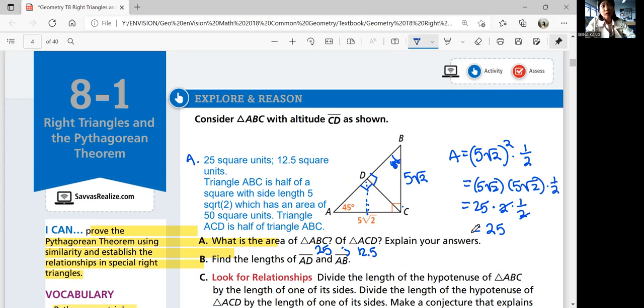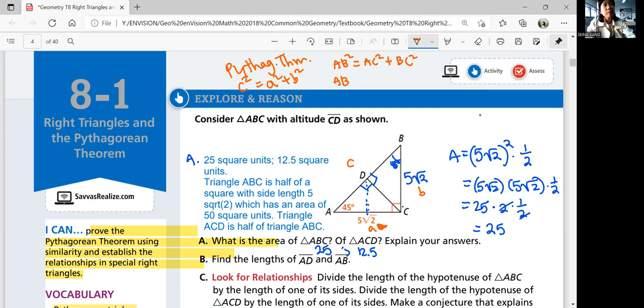Okay, B, find the lengths of AD and AB. So how would you find the length of AD and AB? Use the Pythagorean theorem, right? The Pythagorean theorem says that if you have a right triangle and your legs are A and B, your hypotenuse C satisfies C squared equals A squared plus B squared, where A and B are the legs and C is the hypotenuse. So using that, AB squared is equal to AC squared plus BC squared.